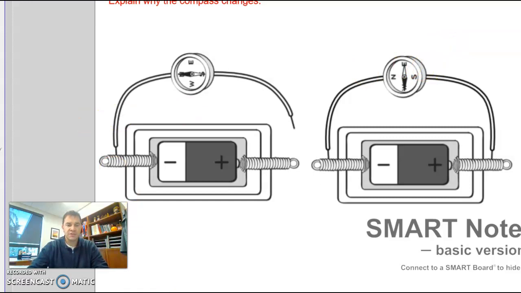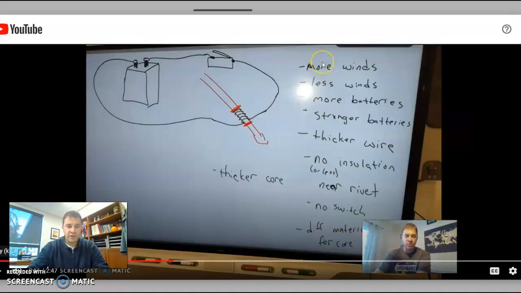Okay, so that was the first thing, just a little bit of a review for everybody. And then we got back into the experiment that we had done on Friday. On Friday, if you watched the other video, you saw that we had listed all the different things that could have affected an electromagnet's strength.